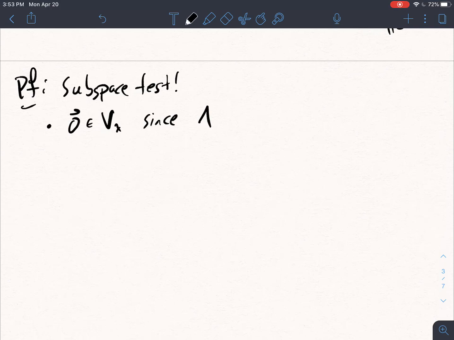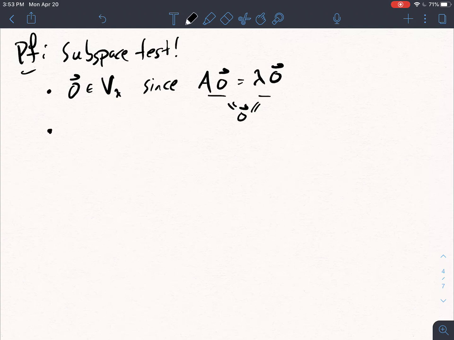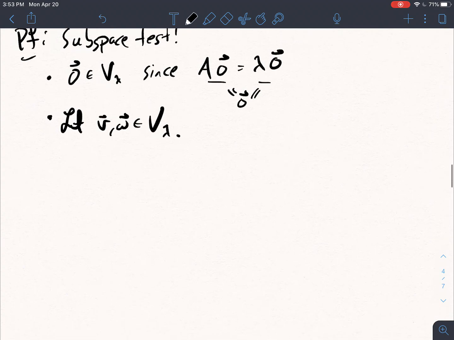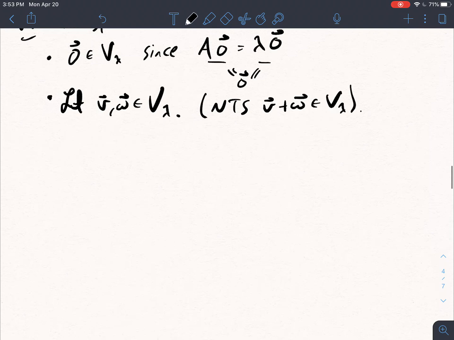First thing, note that the zero vector is always in V lambda, since I'll just do it for matrices in this case. So A times 0 is always equal to lambda times 0 because both of these are just equal to the zero vector. So it's non-empty. What else? You need to show that, well, all right, so let's let v and w be in V lambda, and I want to show that v plus w is in V lambda.